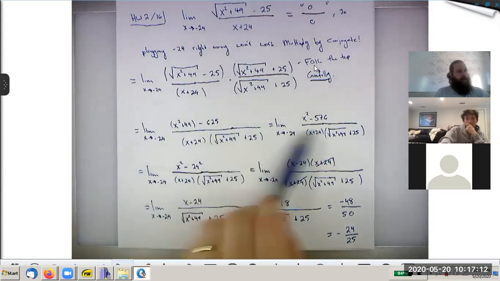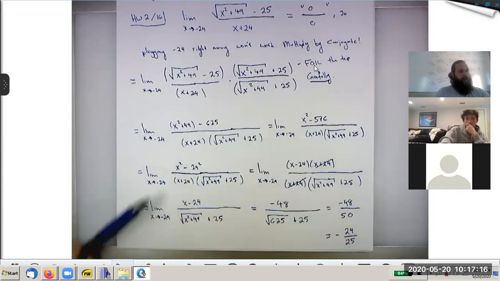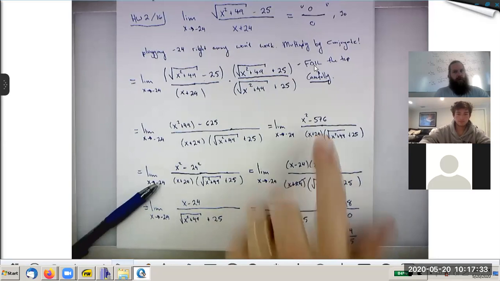And then from here to here, we just took the plus 49 and minus 625 to minus 575. Here we wrote 576 as 24 squared, because it is. Let me check that with the calculator. On an exam, I wouldn't give you a problem with such large numbers. You wouldn't need a calculator to verify that this is a perfect square.